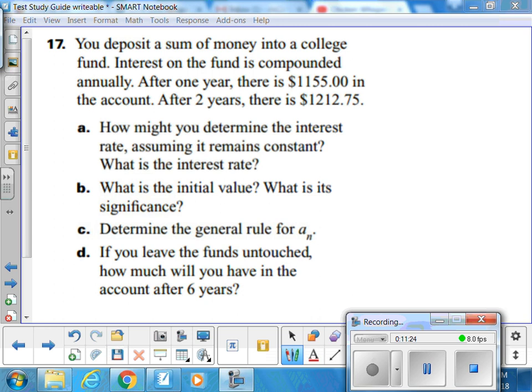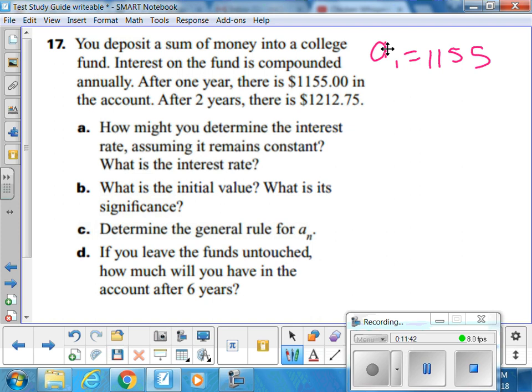All right, number 17. You're depositing a sum of money into a college fund. I heard this one was really hard for you guys on Friday. Interest on the fund is compounded annually. After 1 year, there's 1155. Jot this down for me. A1 is 1155.